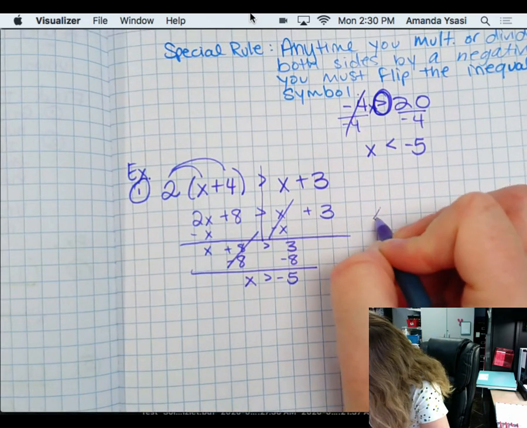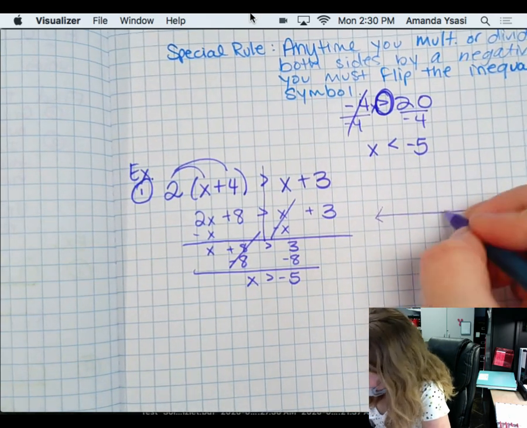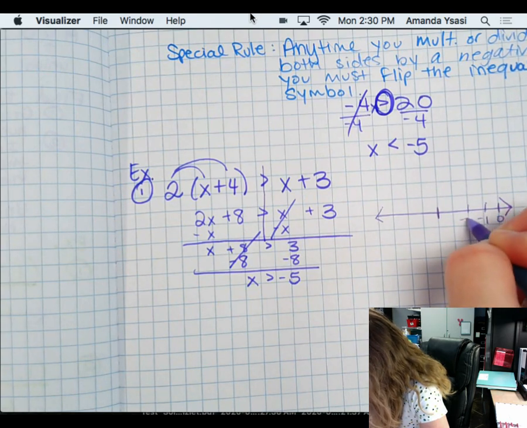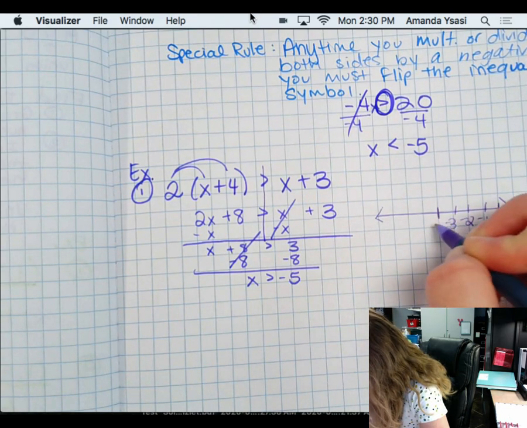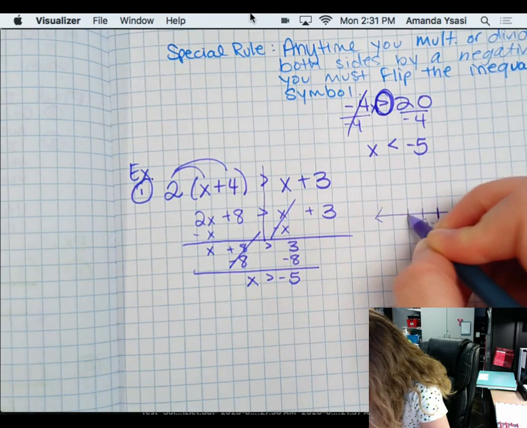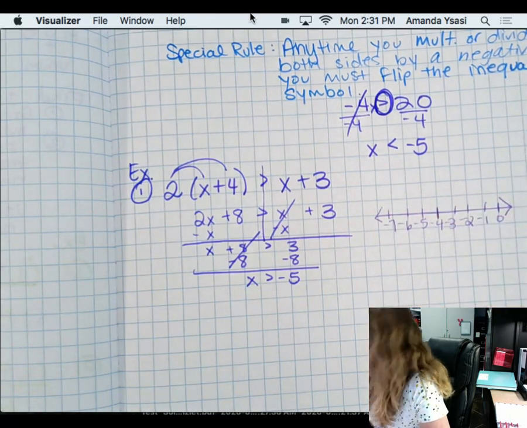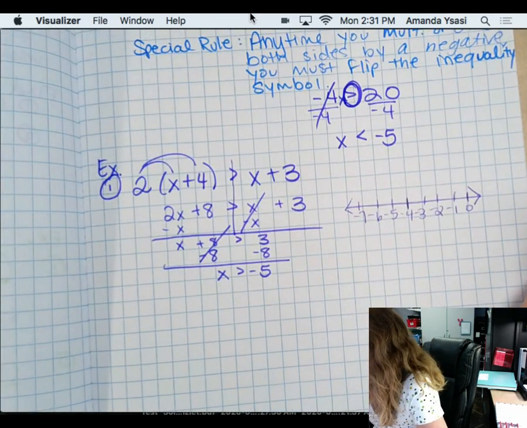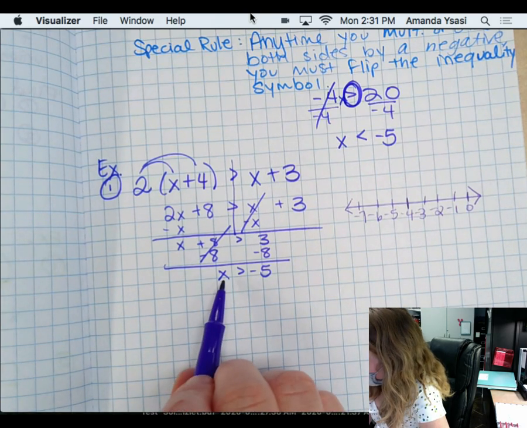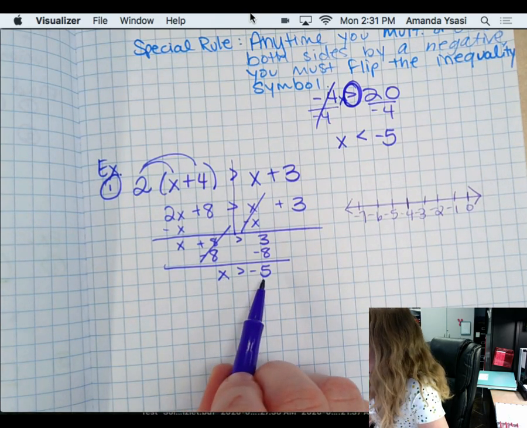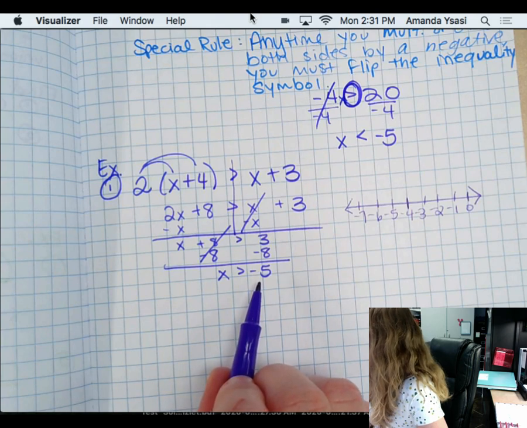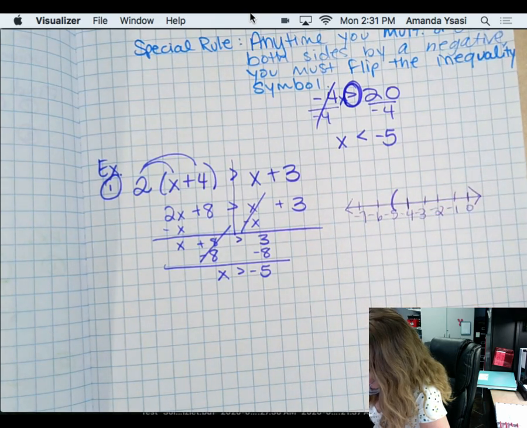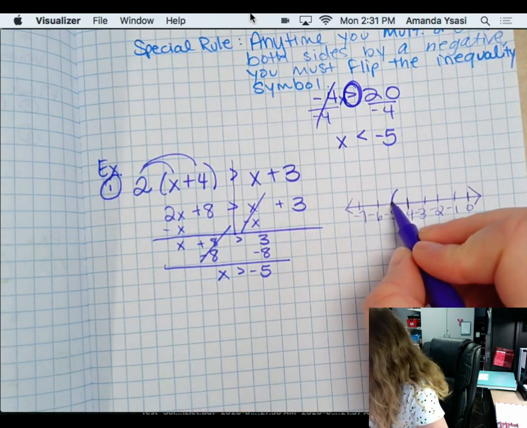So then when we graph it, 0, negative 1, negative 2, negative 3, negative 4, negative 5, negative 6, negative 7. So x is greater than negative 5. So it's going to be a parentheses on negative 5. And we're going to go right to infinity.